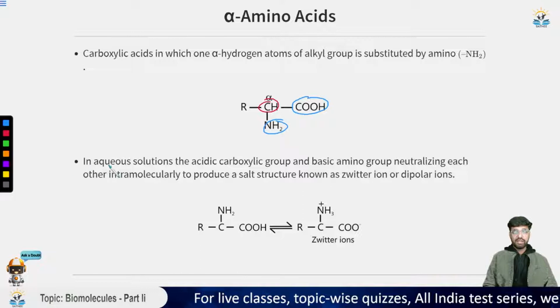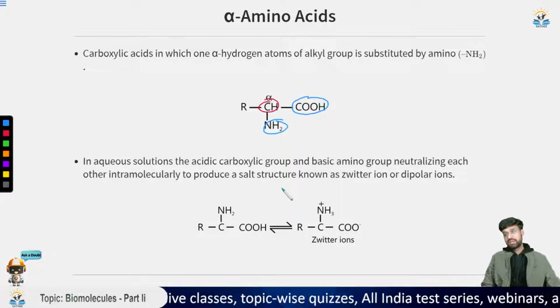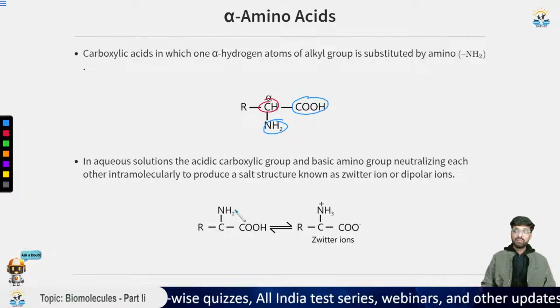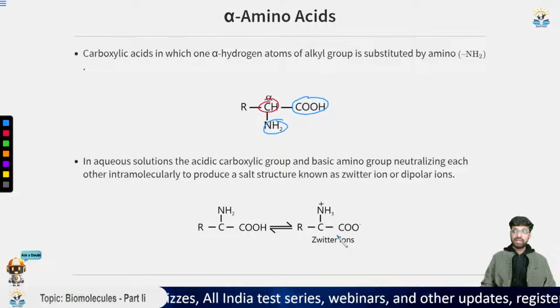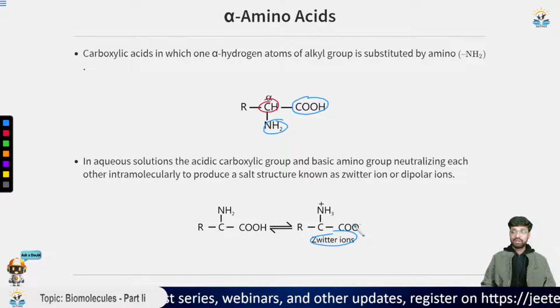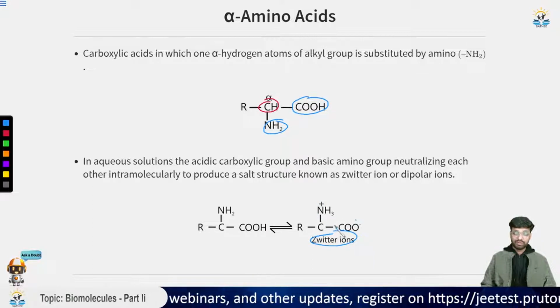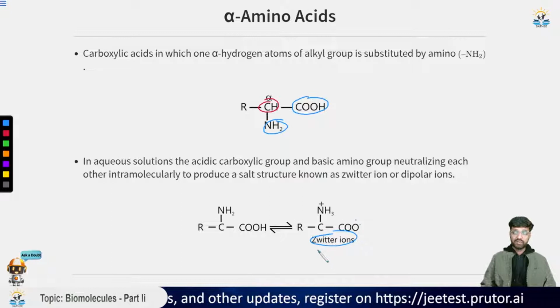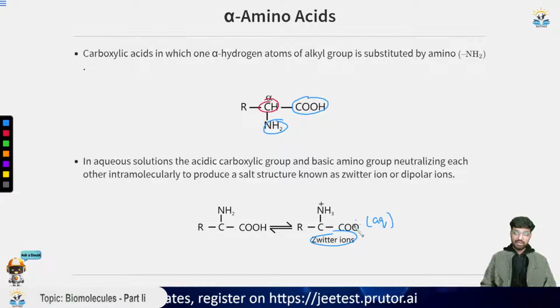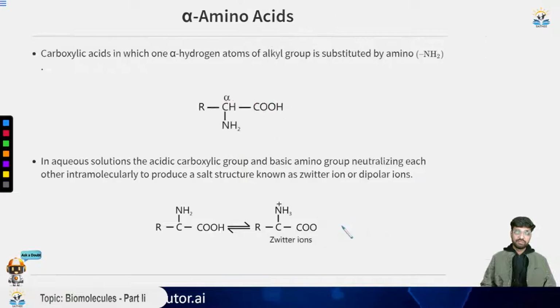Now next, in aqueous solution, we have the acidic carboxylic acid and the basic amino group. When we dissolve this amino acid in water, it is not present in this form, rather it is present in a Zwitter ion form, in which the COOH is present as carboxylate, COO minus, and the amine as NH3 plus, an ammonium ion. So this is the structure that is mostly present in the aqueous form. It is also called a dipolar ion because it carries both charges. So this is the structure of alpha amino acid.